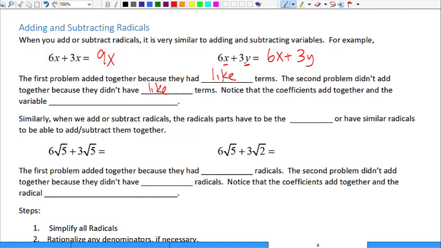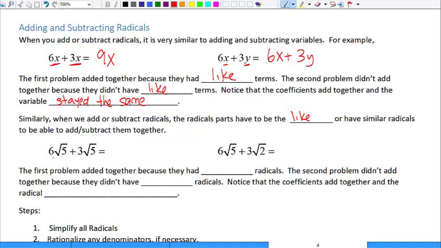So notice that the coefficients add together when they have like terms. But what happens to the variable for 6x plus 3x? Notice the 6 plus 3 made 9, but what happened to the x? The variable part stayed the same. Okay, similarly, when we add or subtract radicals, the radical parts have to be like radicals, or similar radicals, in order to be able to add or subtract them.